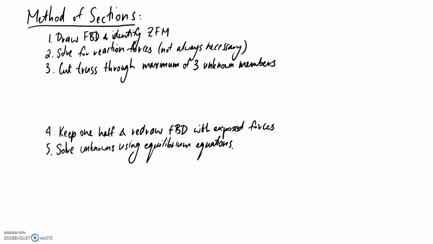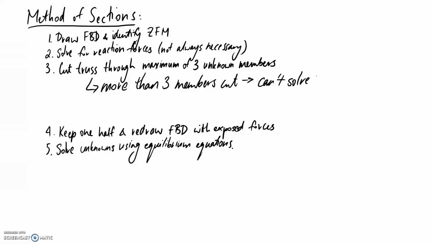The next thing is that you can solve for the reaction forces, and again this is not always necessary. It is dependent on your structure and where your supports are located, as well as what members you're interested in finding the forces in. Once you've done that, this is where it differs. You need to cut your truss, and it needs to be through a maximum of 3 unknown members. Again we have an issue where if you cut through more than 3 members, you can't solve it. It becomes indeterminate, so that's not very good.